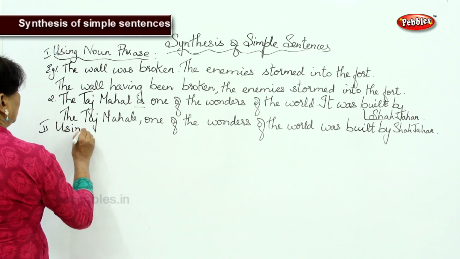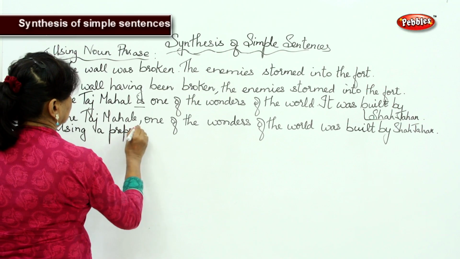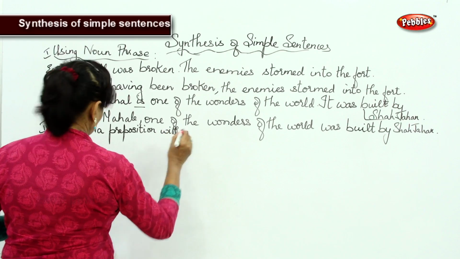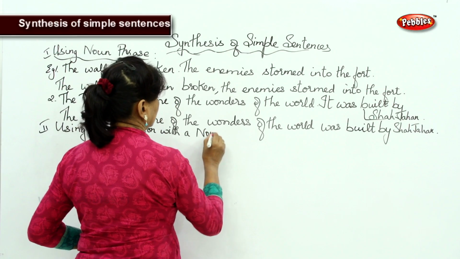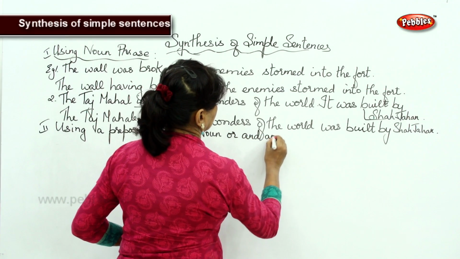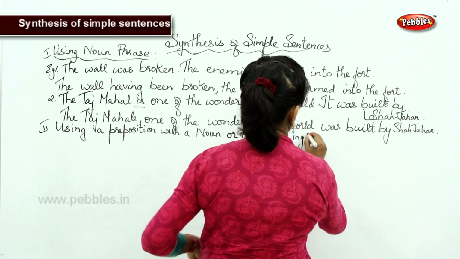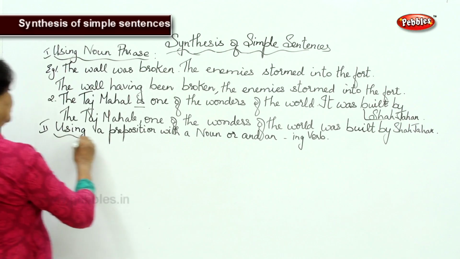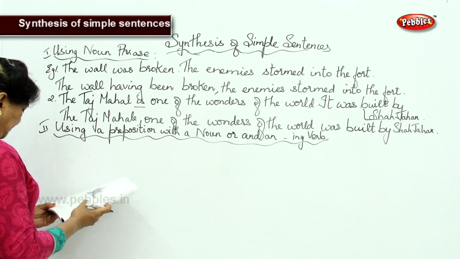Using a preposition with a noun or an ing verb. Ing verb. What is ing verb? It is gerund, isn't it? Okay.